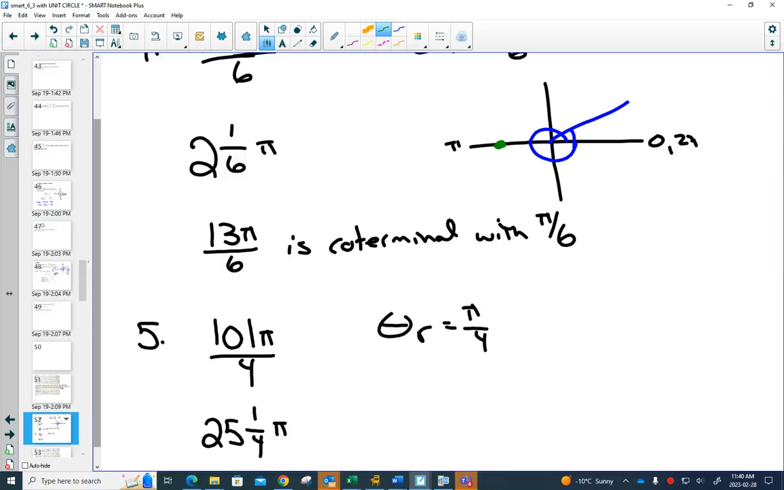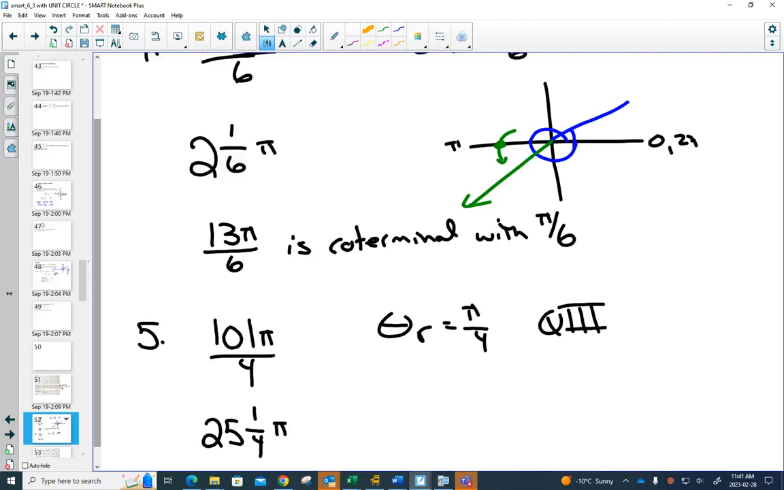Which direction are we going? We're going positive, so we have been going in this direction. Now the 1/4 is less than a half. So we are going to end in quadrant 3.